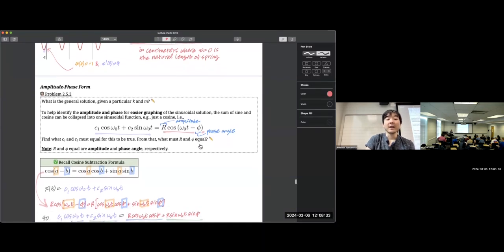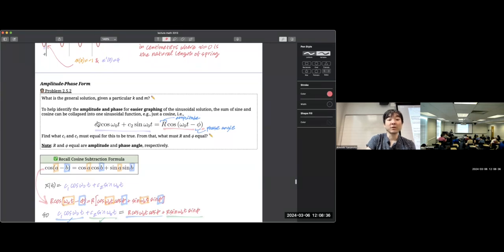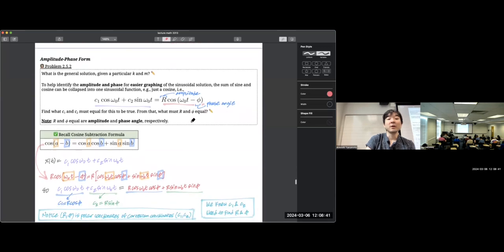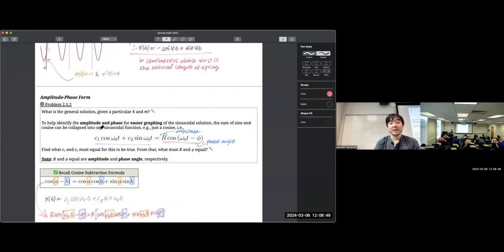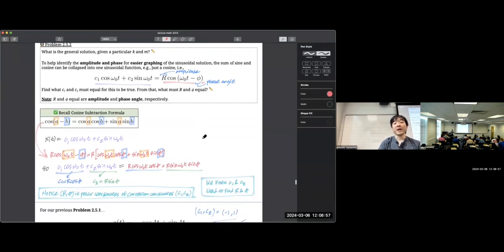In order to force this original form of your solution to look like this thing right here, you would need to figure out what the capital R and the phi would have been to make this true. I'll note here that these omegas are the same, like this omega naught and this omega naught, the same. And that's okay, because if you use the cosine subtraction formula to rewrite this thing that's underlined in red right here, then you'll have R cosine of omega t minus phi.